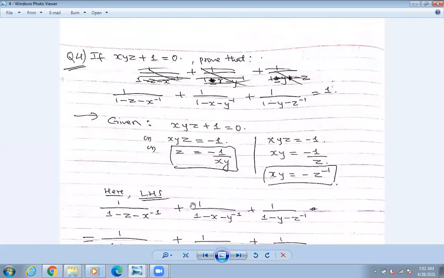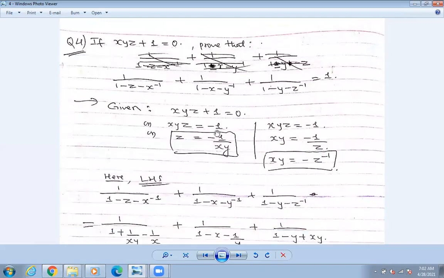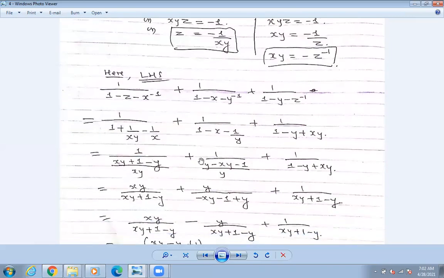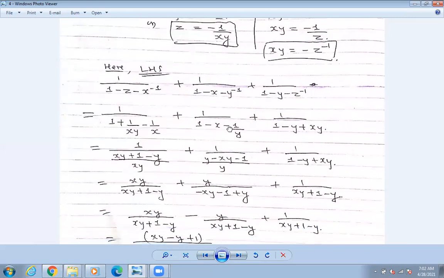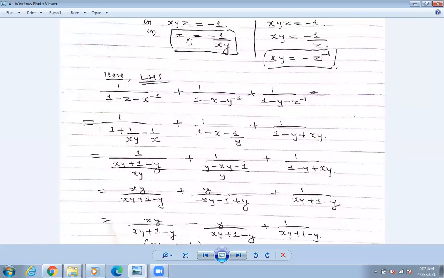Okay, now के भनेछ, prove that this equals to 1. So let us write on the LHS. Then after that, just we need to replace the value of z. These are the value of z. This is the value of z minus 1. This is the value of z.